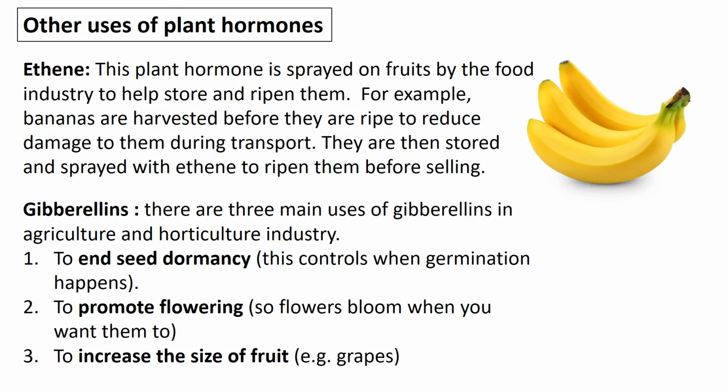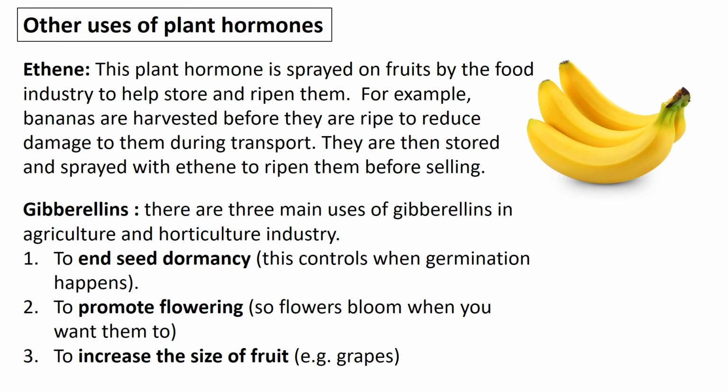There are other plant hormones too that can be used. Ethene is an example of one. This is sprayed onto fruits to help them store and transport fruit. So bananas can be harvested before they are ripe and then reduce the damage when you're transporting them and store them. And then when they're ready to be sold in the shops, they are sprayed with ethene to ripen them just in time.